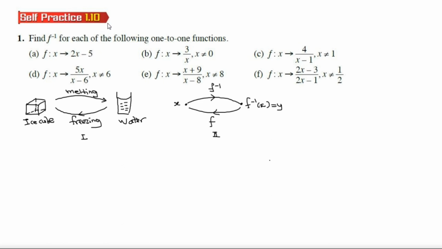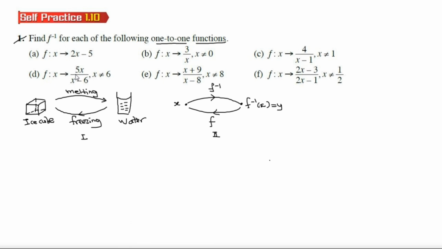In this video, I'm going to guide you to do self-practice 1.10. Number 1, find f inverse for each of the following one-to-one functions. Not all functions have an inverse, only one-to-one functions have an inverse function. All these functions are categorized as one-to-one functions, and now we are going to find f inverse for each.